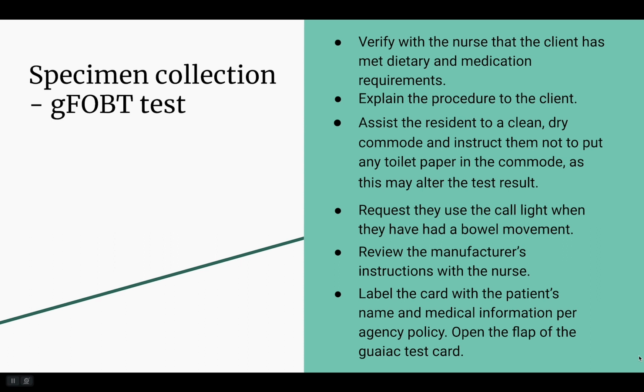Verify with the nurse that the client has met dietary and medication requirements. Explain the procedure to the client. Assist the resident to a clean, dry commode and instruct them not to put any toilet paper in the commode, as this may alter the test result. Request they use the call light when they have had a bowel movement. Review the manufacturer's instructions with the nurse. Label the card with the patient's name and medical information per agency policy. Open the flap of the guaiac test card.